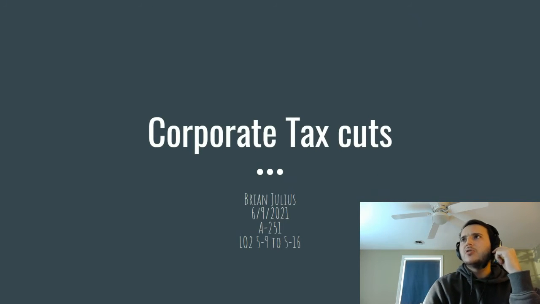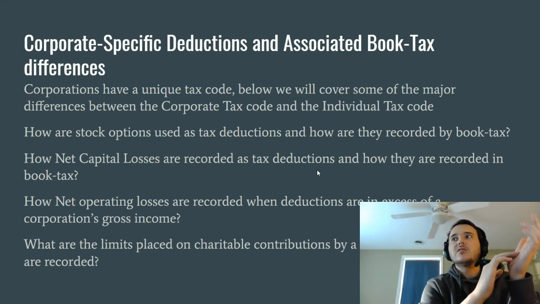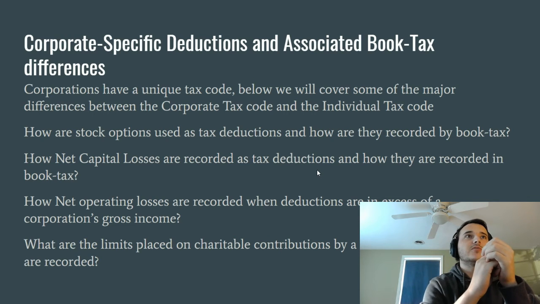The topic I will be going over today is corporate specific deductions and associated book tax differences. Corporations have a very unique tax code, and we will cover some of the major differences between the corporate tax code and the individual tax code. Certain deductions and corresponding limitations apply specifically to corporations. This is just an introduction to the most common deductions and how they differ in relation to book tax.